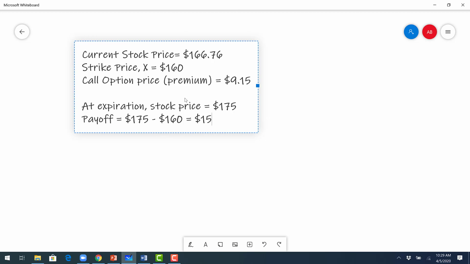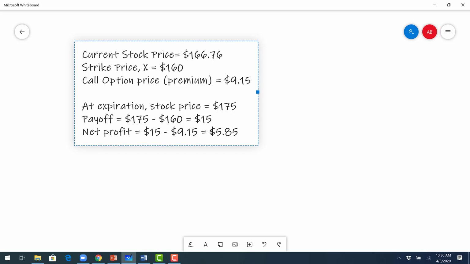But of course, this is not your profit, right? This is what we refer to as payoff. This is payoff at expiration. You also paid $9.15 to purchase the option. So what is your net profit from this position? You get $15 here at expiration, but then you also have to pay $9.15. So that's your cost. The difference between the two is $5.85, right?